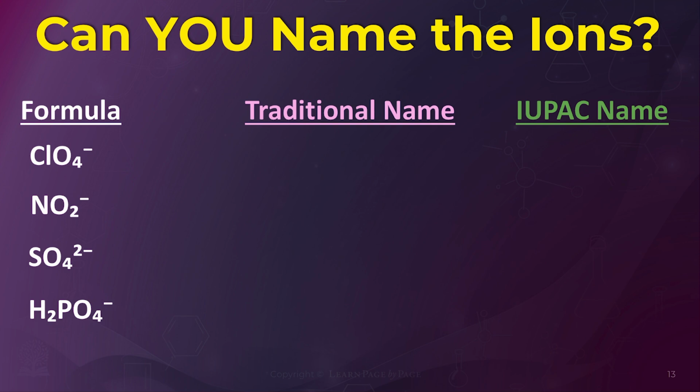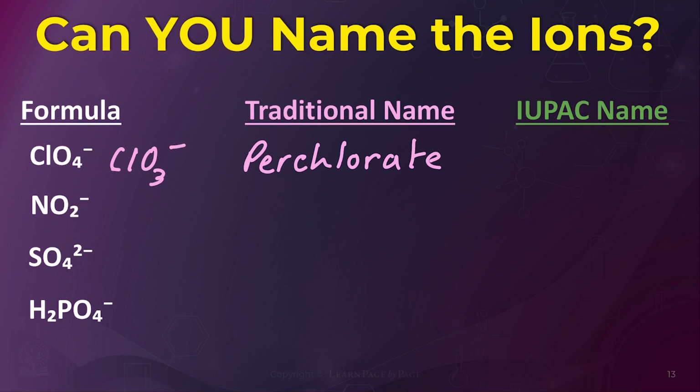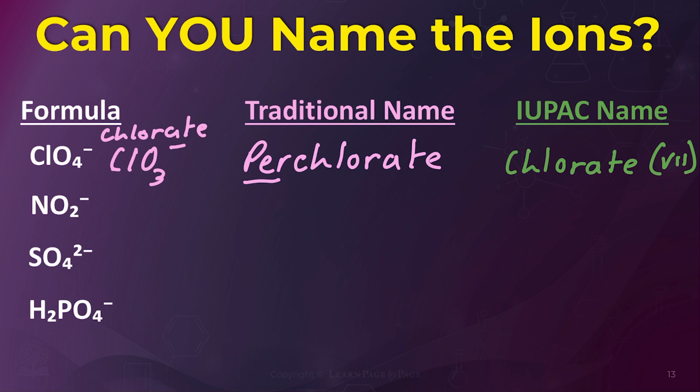We'll start with the first one. We've got ClO4-. That's a chlorine and oxygen ion. And the traditional name for that is perchlorate. What's interesting here is chlorate, which is ClO3-, is the common ion. So that is chlorate. But because we've got one extra oxygen than the common form, we use the prefix per. So that's why that one's perchlorate. And then the IUPAC name, that's chlorate 7. We indicate the 7 by Roman numerals because chlorine has an oxidation state here of +7.